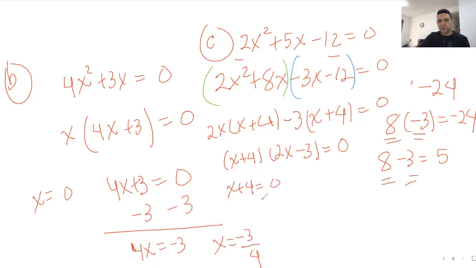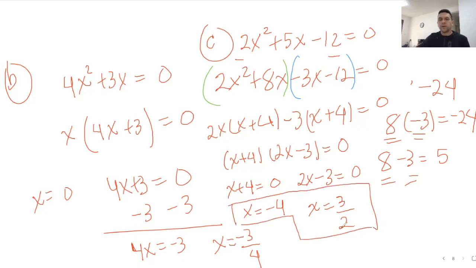x plus 4 equals 0, so x equals -4. Or 2x minus 3 equals 0, so x equals 3/2. Okay? All right. Let's do one more.